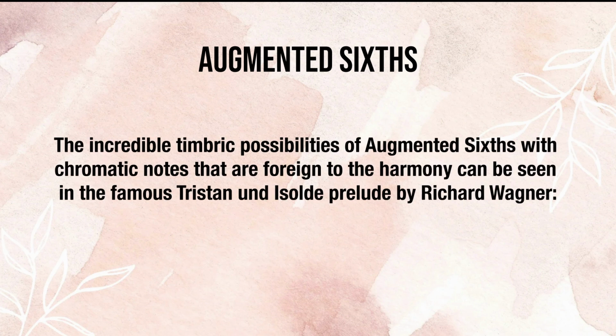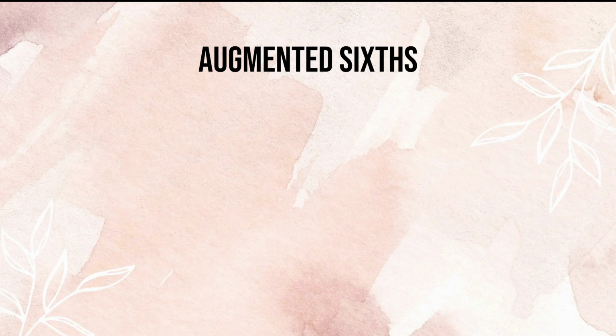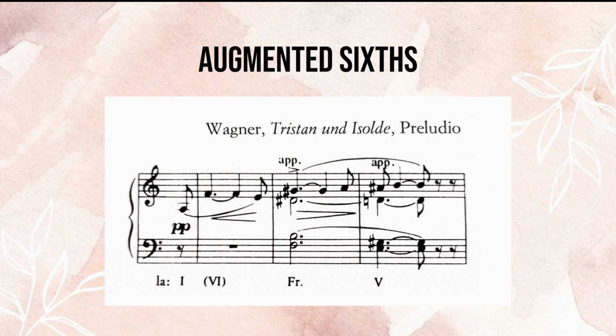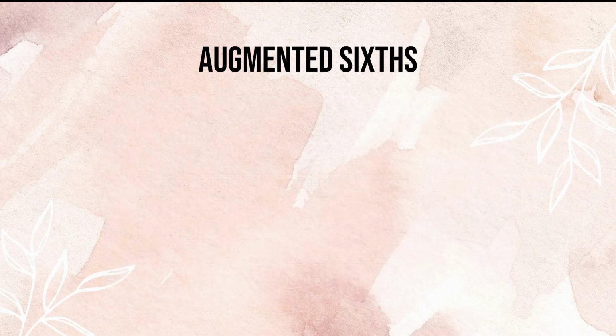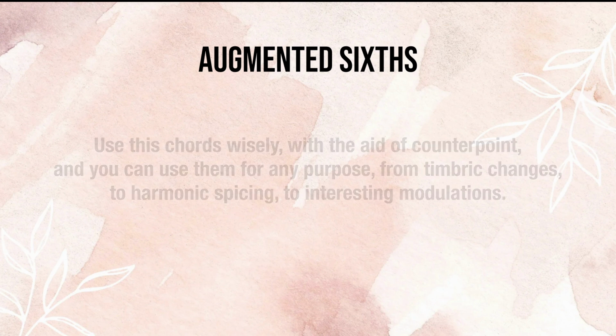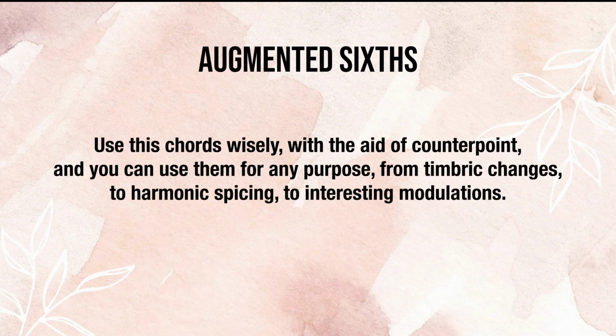The incredible timbric possibilities of augmented sixths, with chromatic notes that are foreign to the harmony, can be seen in the famous Tristan und Isolde prelude by Richard Wagner. Use these chords wisely, with the aid of counterpoint, and you can use them for any purpose, from timbric changes to harmonic spicing to interesting modulations.